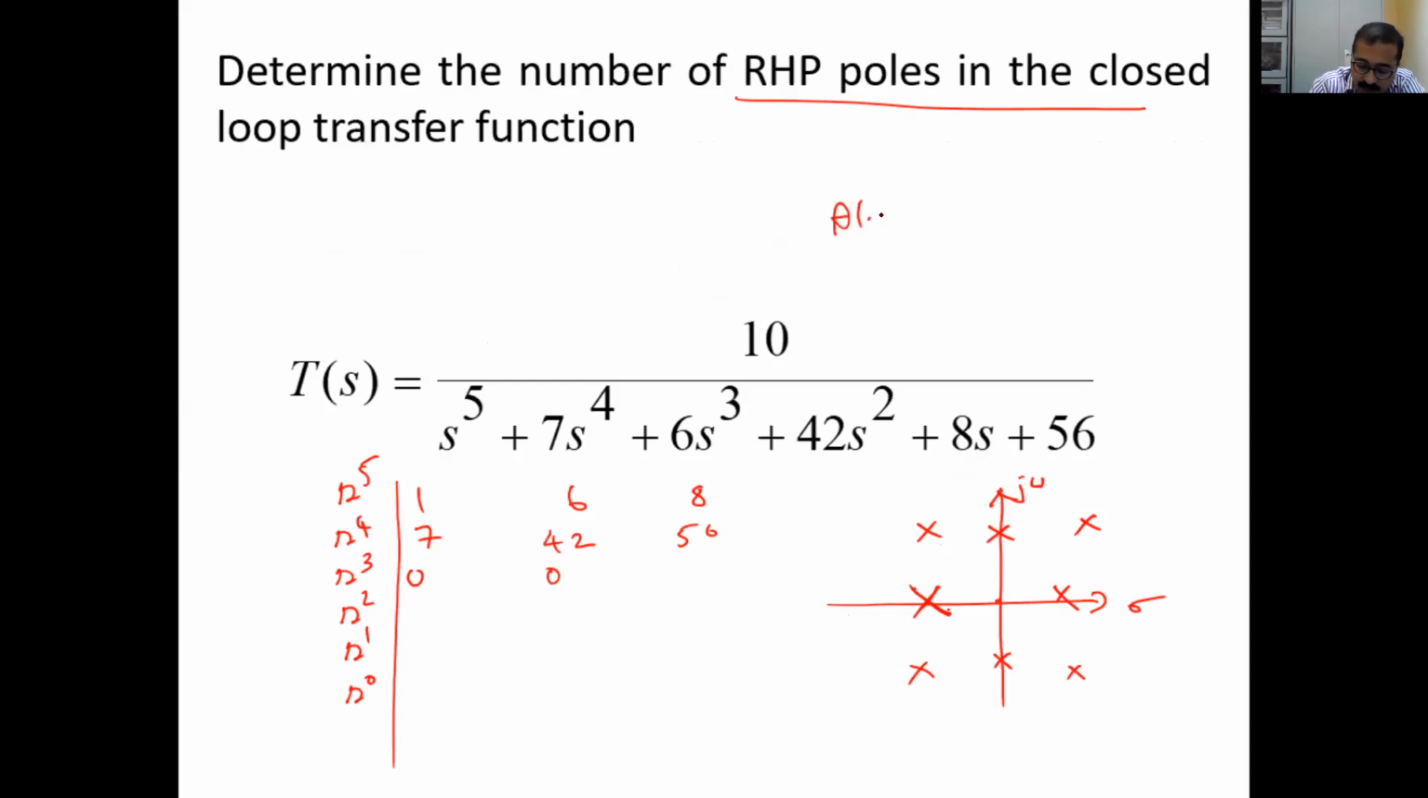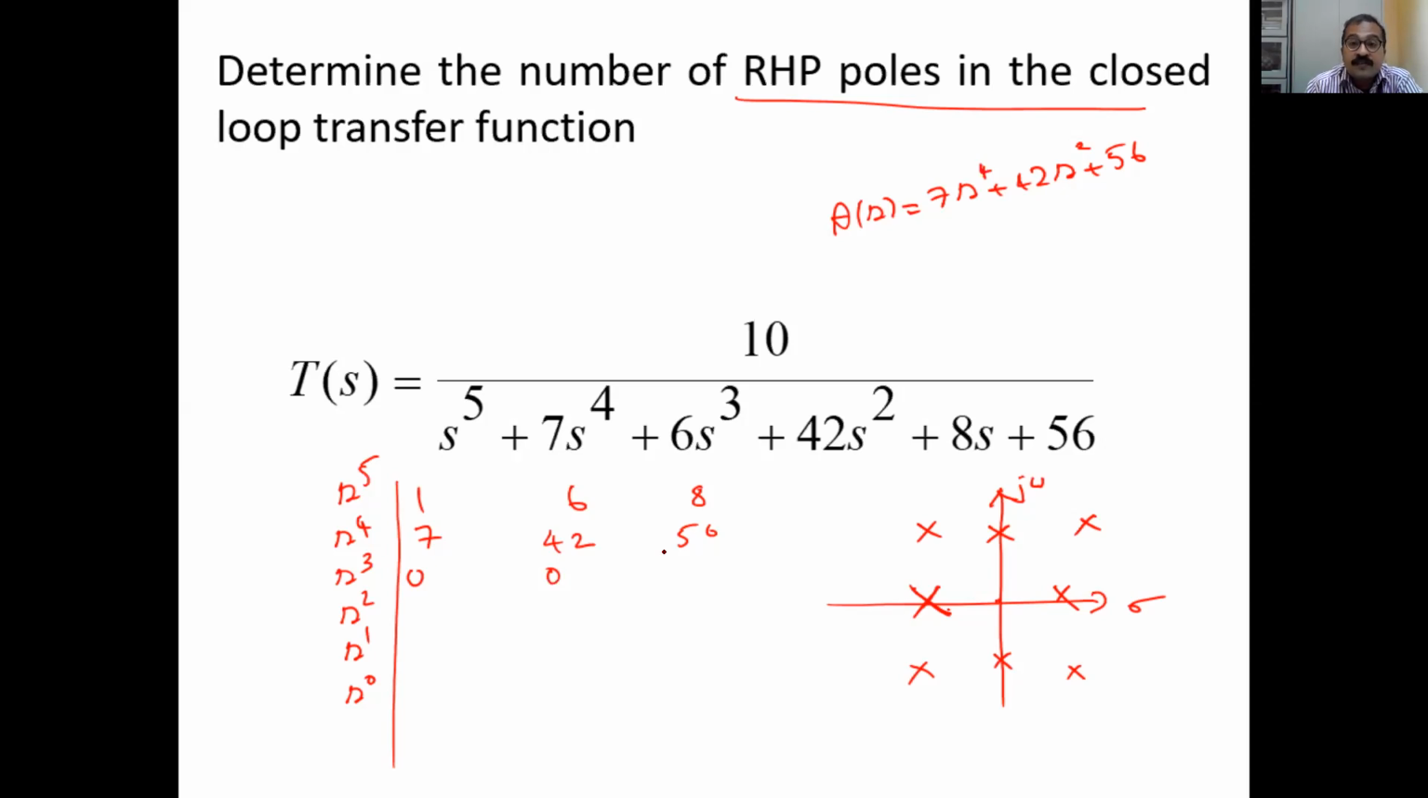Your auxiliary polynomial will be 7S raised to 4 plus 42S square plus 56. Okay. So it is an even polynomial. What do you mean by even polynomial? One in which the power of S is always even. This S raised to 4, this S square, this S raised to 0. Okay. So your auxiliary polynomial in this case will be 7S raised to 4 plus 42S square plus 56.